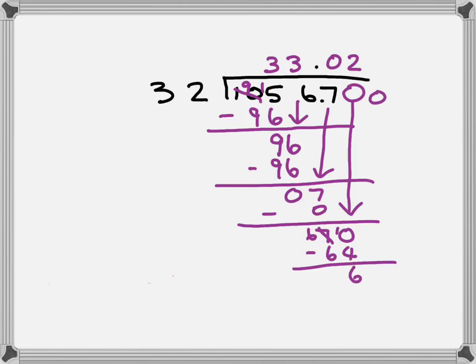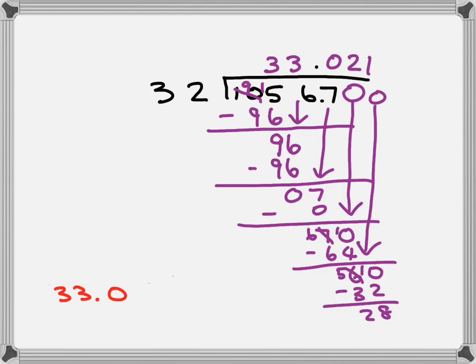Let's put another 0 on because we want 3 decimal places. 32 into 60 will only go once. 1 times 32 is 32. Okay, 10 minus 2 is 8, and 5 minus 3 is 2. We can stop it there. So our answer here is 33.021. We have our 3 decimal places.